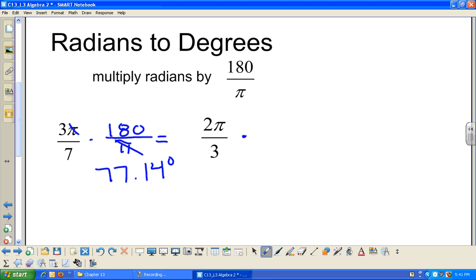So again, if the angle is given with the pi units, that means it's in radians. So here I'm going to multiply by 180 over pi. Your pi unit should always cancel out. And that will be the same thing as 120 degrees.